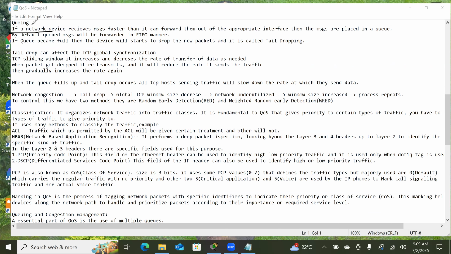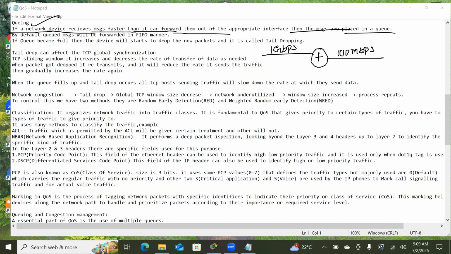Okay, the first one is queuing. That means if a network device receives messages faster than it can forward them out of the appropriate interface, the messages are placed in a queue. What will happen? Suppose I have a router that is getting data at 1 Gbps, but the link connected to the destination can only send up to 100 Mbps. Then what will happen? Not data loss. This router is going to keep the extra data in a queue.